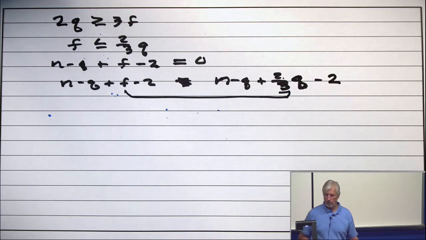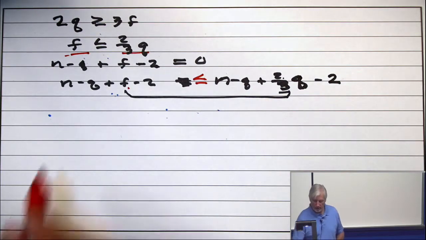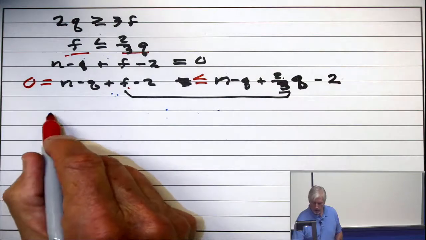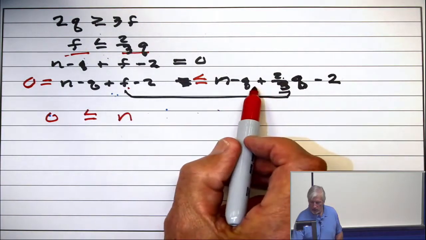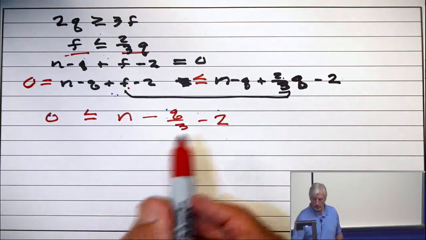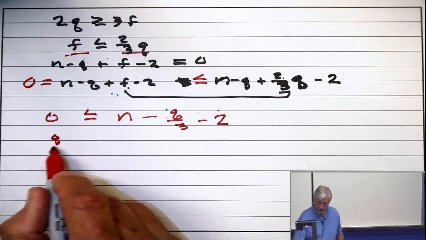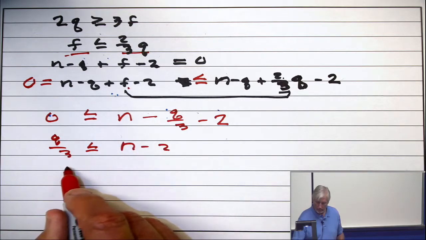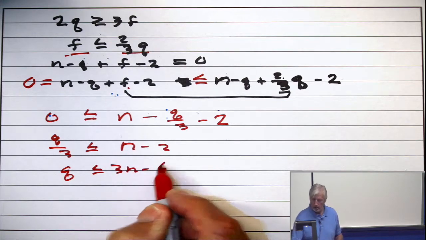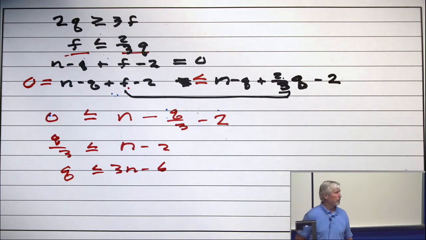Equals, greater than or equal to, or less equal? Come on, folks. F less equal. F less equal, so that should be a less equal. And this is 0. So this is saying 0 is less than or equal to N minus Q plus 2/3 Q, which is minus Q over 3, minus 2. Put the 2 over here. Leave the 2 here. Put the Q over 3 here, and multiply by 3. And there you have it. Got it? All right.